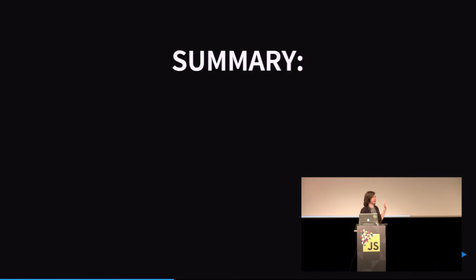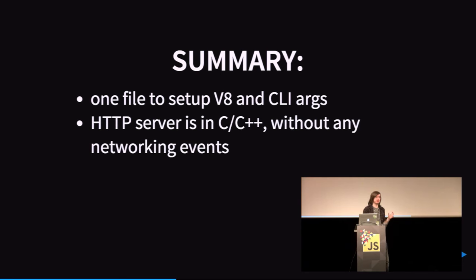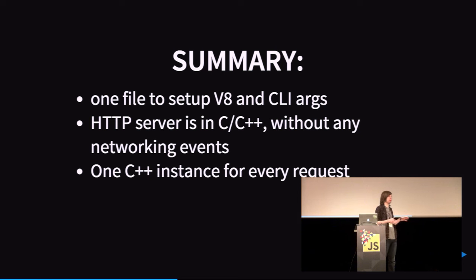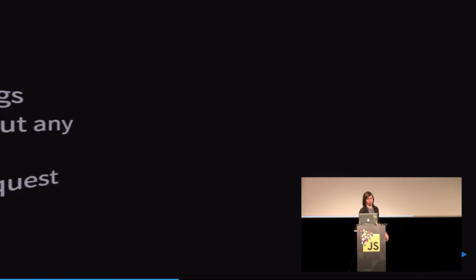Summary of what we could see in that version. There was one file to set up V8 and command line arguments. The HTTP server was in C++ without any networking events emitted in JavaScript or any of the complex stuff that we have right now. And there was one C++ instance for every incoming HTTP request. This is important because it provided the mapping from the C++ instance to a JavaScript object. It set URI, headers, and methods on the JavaScript object, mapping it to the C++ instance. This is the pattern that we are going to use, and we are using it right now too, so this is important to note.